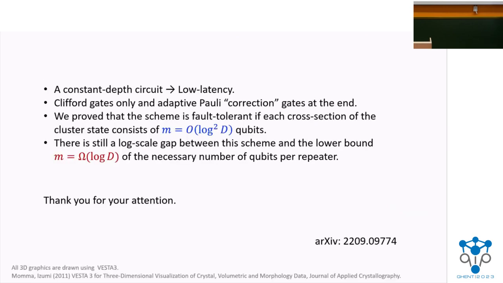So in summary, we proved that there is a necessary size of repeater stations, m equal to omega of log d. But we showed that there is a scheme for fault-tolerant entanglement generation using only m equal to O of log squared d qubits. We stress that there is still a logarithmic scale gap between those bounds. So I believe it is still an open problem, which is pretty interesting. Thank you for listening to my talk.